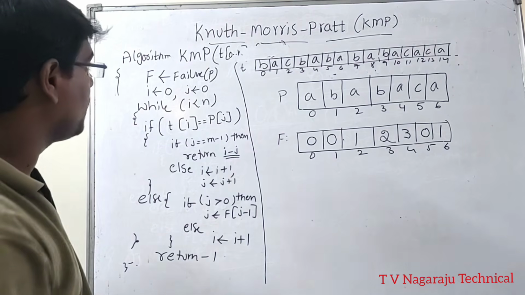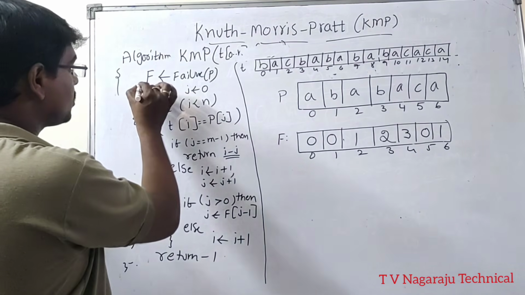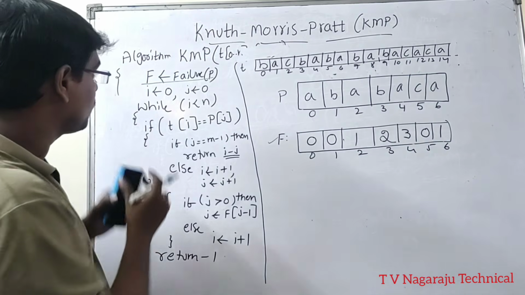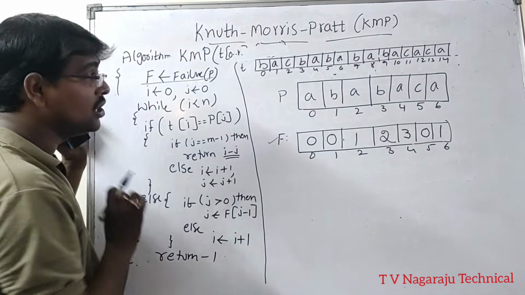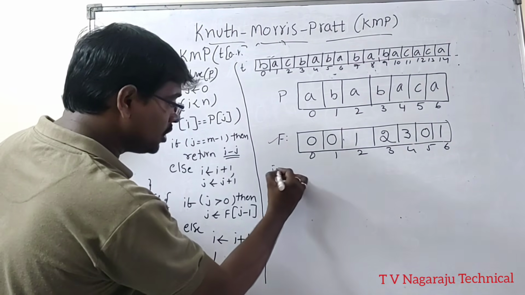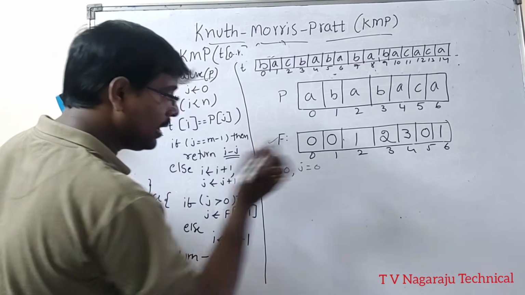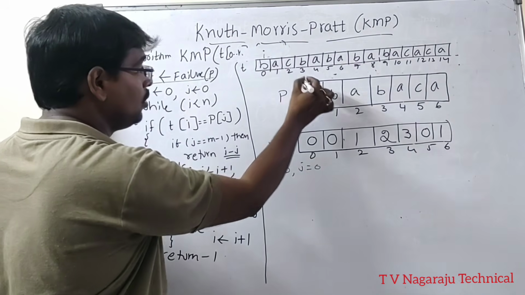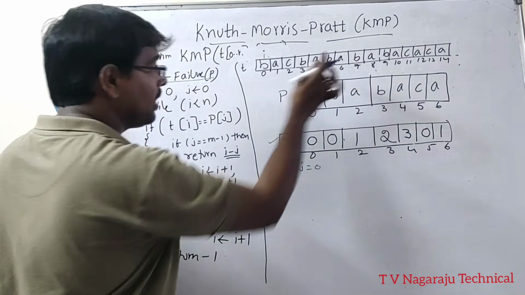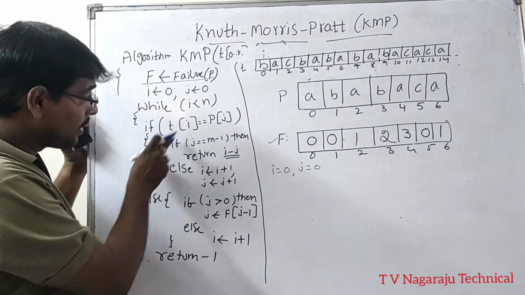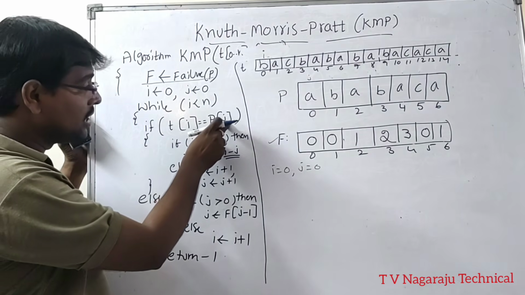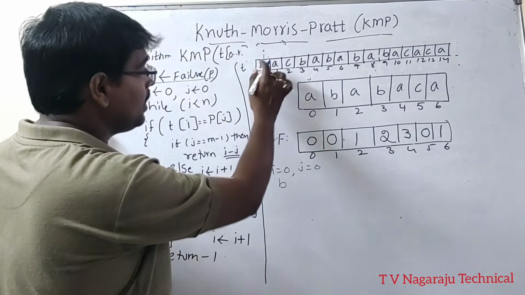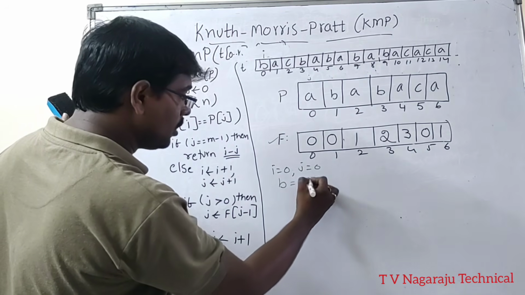Now follow step by step. So what is the first step? Calculation of the failure table. Yes, completed successfully. i is equal to 0, j is equal to 0. In parallel I will write down here i is equal to 0. Now this is the i value and this is the j value. Yes or no? Here T of i is equal to P of j? What is T of i? B is equal to A.